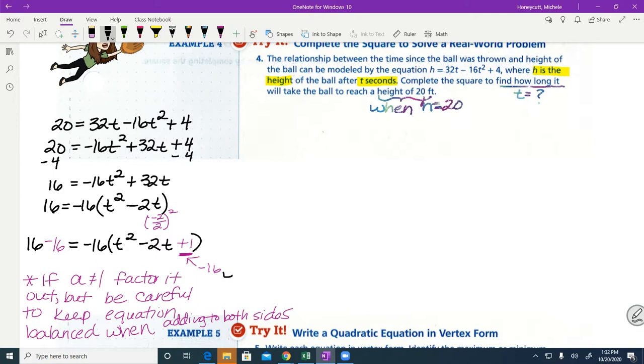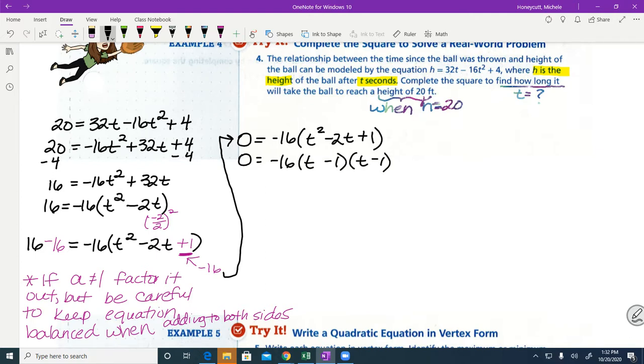So now I'm going to take what I have over here. 16 minus 16 is 0 equals negative 16 times t squared minus 2t plus 1. Then I can factor. Negative 16 times t minus 1 times t minus 1. We're supposed to solve by taking square roots. I could solve by factoring, but we're working on square roots today, so let's do that. So 0 equals negative 16 times t minus 1 squared.